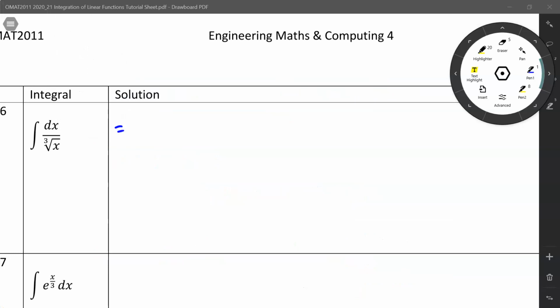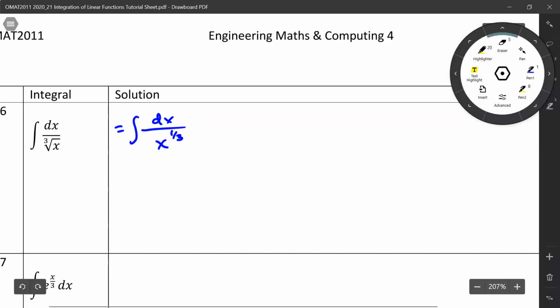If we look at question 6, this is equal to the integral of dx over x to the power of a third. So you replace the cube root with the index to the power of a third. That is equal to the integral of x to the power of minus a third dx. So you bring it up by changing the sign. And then we have it in a position where we can apply our rule. So we add 1 to minus a third.